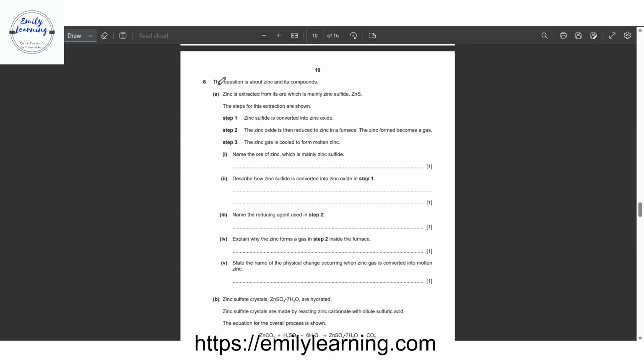So in question 6, zinc is extracted from its ore, which is mainly zinc sulfide, ZnS. So these are the steps. So your zinc sulfide is converted to zinc oxide first. Then the zinc oxide is reduced to zinc in a furnace. The zinc forms a gas. The zinc gas is cooled to form molten zinc. Okay, so sixth part, you're asked to name the ore of zinc, which is mainly zinc sulfide, and this ore is called zinc blende. Okay.